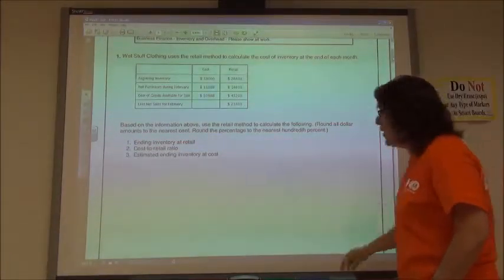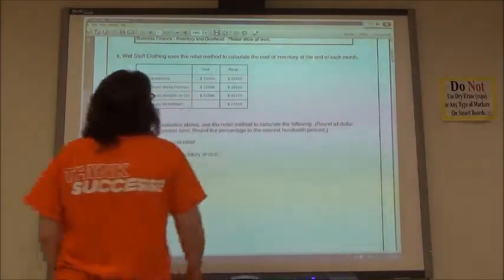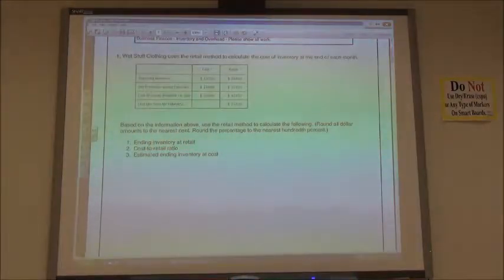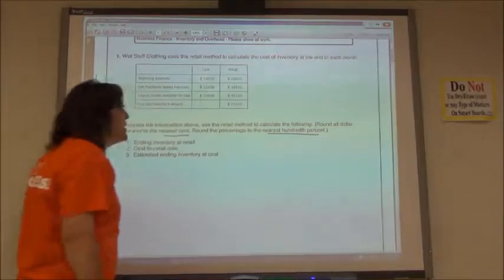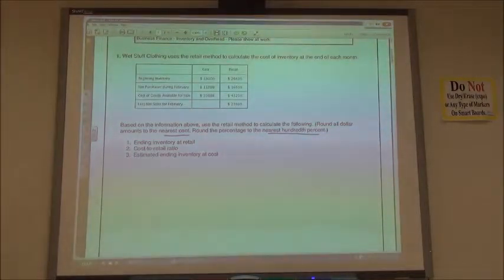Number 1 says, Wet Stuff Clothing uses the retail method to calculate the cost of inventory at the end of the month. Based on the information above, use the retail method to calculate the following. Round all dollar amounts to the nearest cent. Round the percent to the nearest hundredth of a percent. And so the first part says, find the ending inventory at retail.